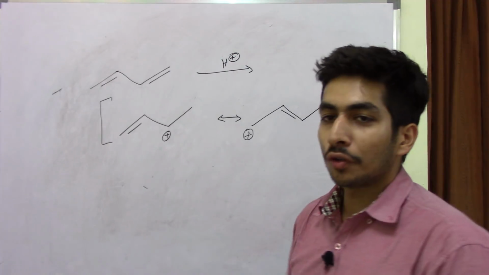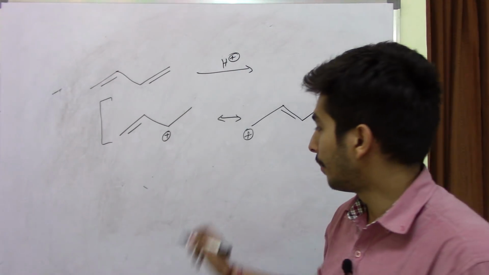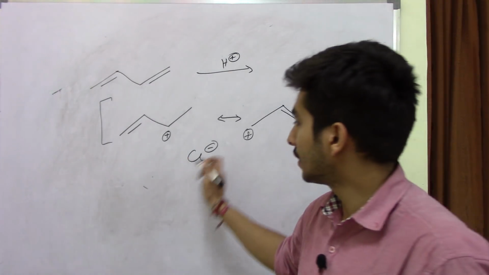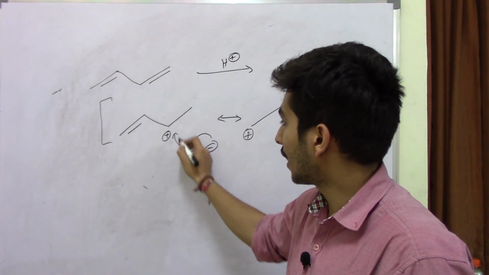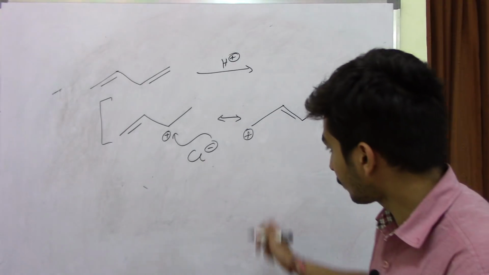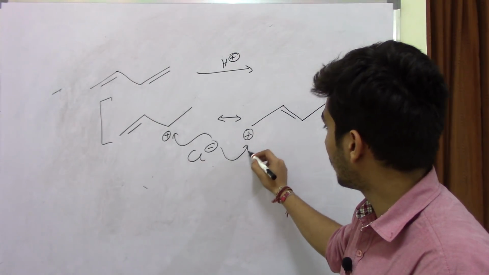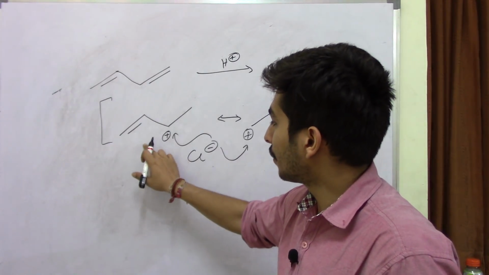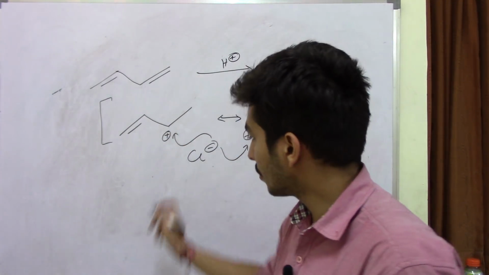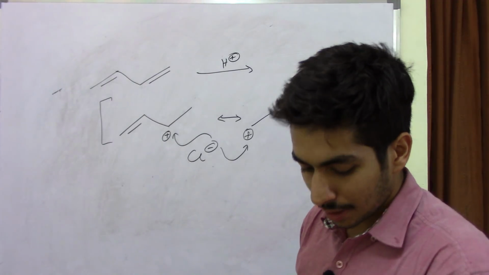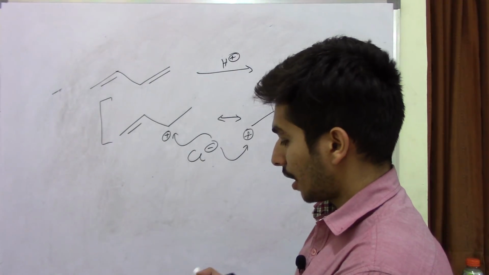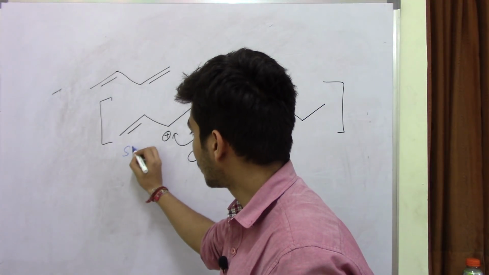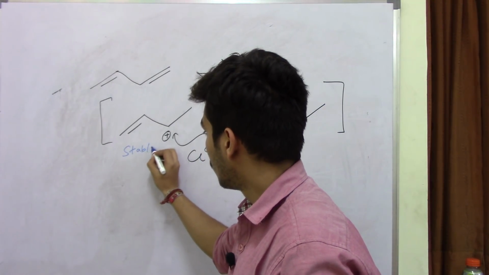Now if I bring a nucleophile, let's say Cl minus, what will the Cl minus do in both cases? In this case the Cl minus will attack this center, and in this particular case the Cl minus will attack the terminal center. Now remember the transition state for this is more stable. I don't have a different colored marker, it's not working, so I'll buy one soon. So this transition state is more stable.